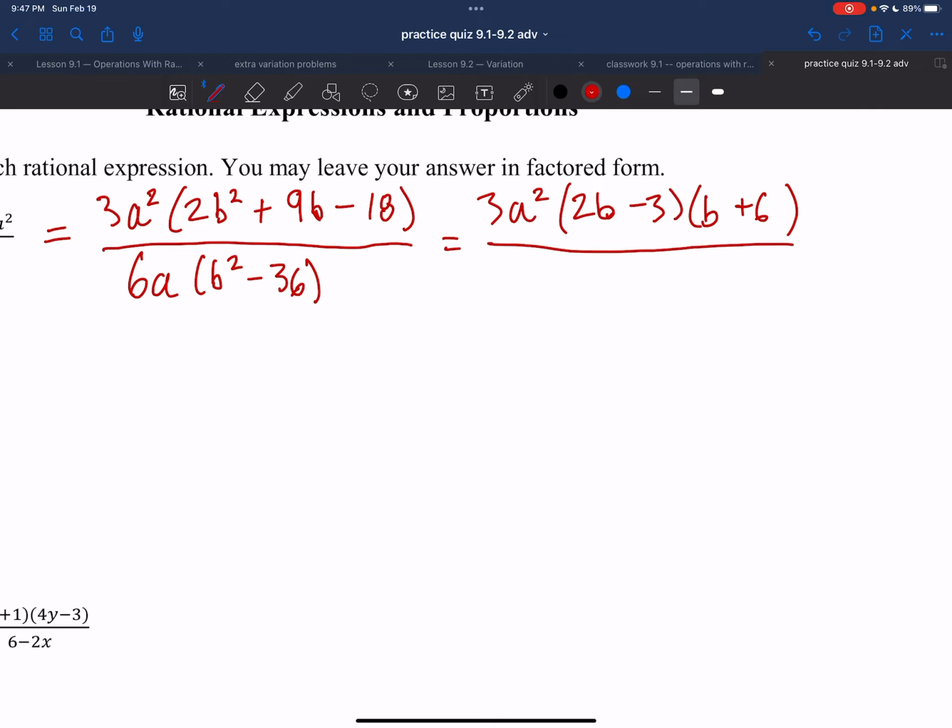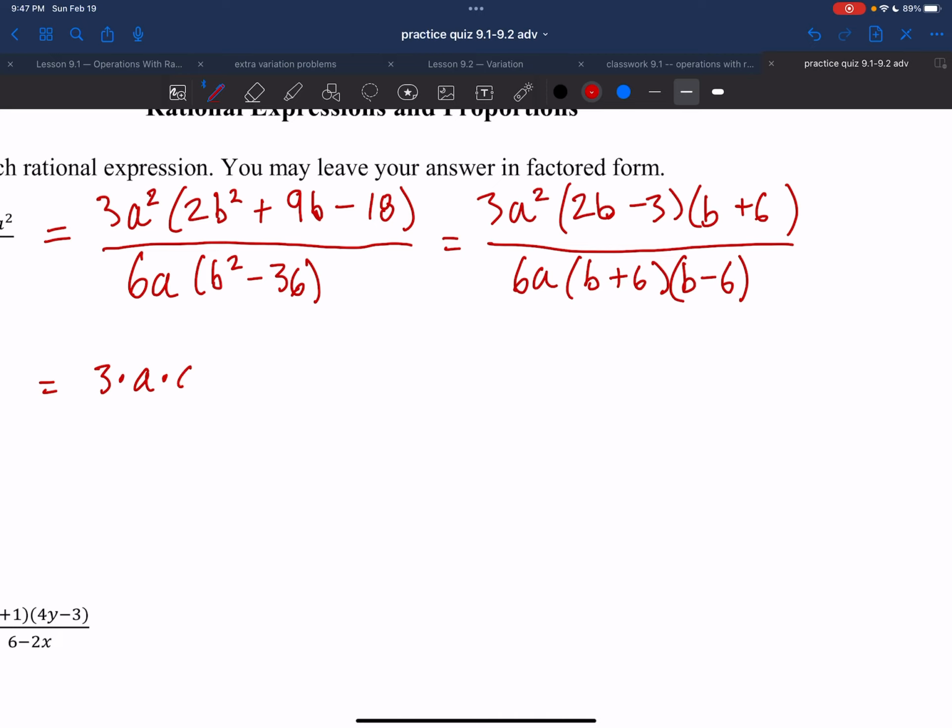Okay. And then the bottom, well, this is a difference of squares. B squared minus 36 factors as b plus 6, b minus 6. That's just a difference of squares. And so now I'm going to cancel out common factors. If you really want to see how I'm doing this, I'm going to write it like this.